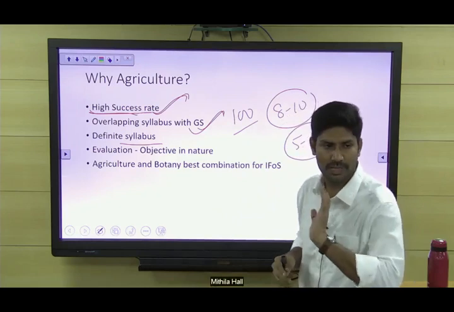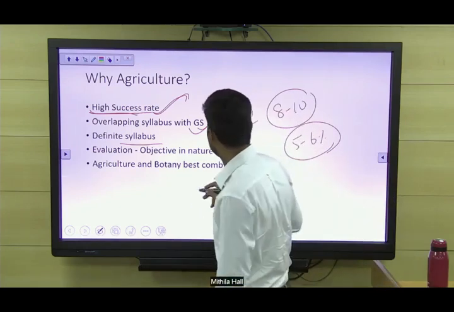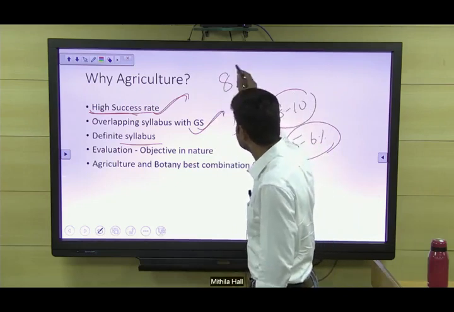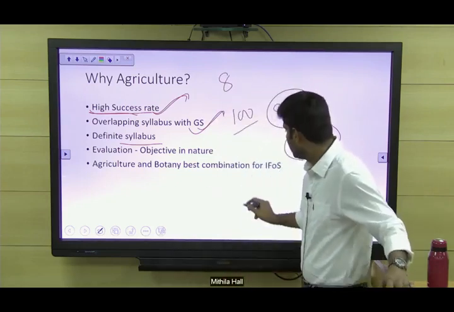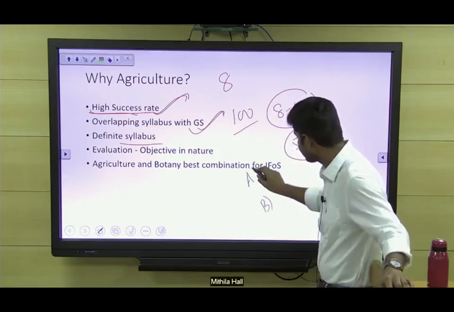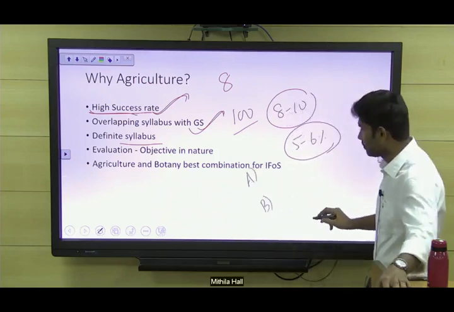So in the UPSC, you know the exam pattern. Do you know the exam pattern in UPSC? In the mains, in the optional, they will ask 8 questions. It is divided into 2 sections, section A and section B. Section A has 4 questions.